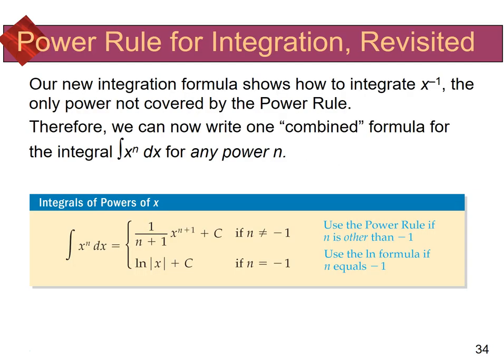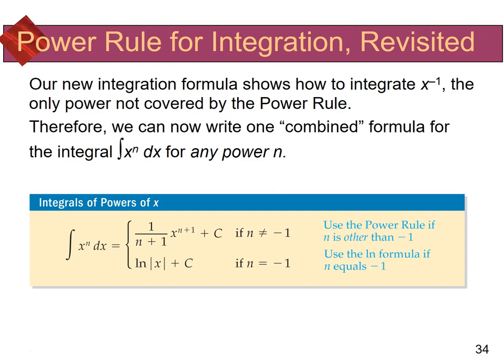If I have x to the n power dx, as long as n is any number except negative 1, I'm just going to do 1 over n plus 1 times x to the n plus 1 plus c. If it equals negative 1, it's going to be the natural log of the absolute value of x plus c. We don't usually state it that way, but they're just kind of combining them together for the heck of it.